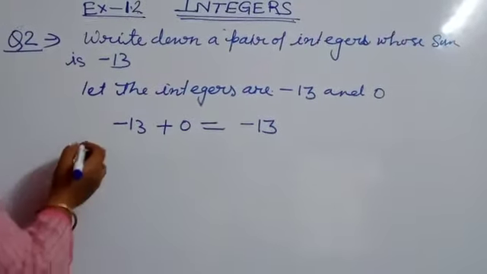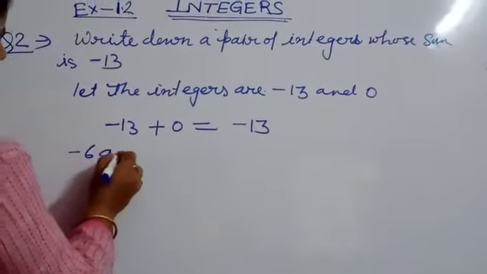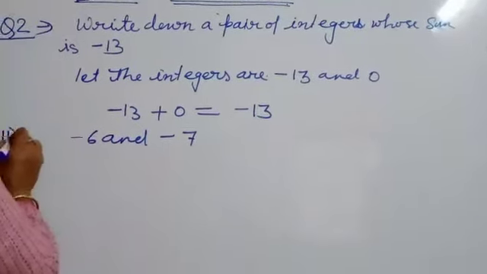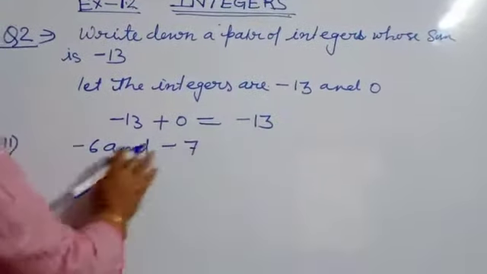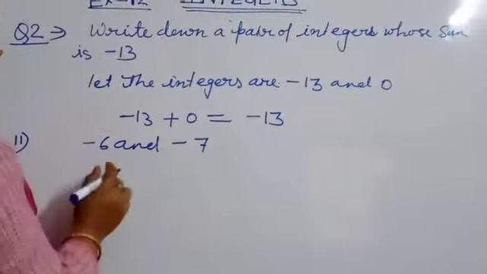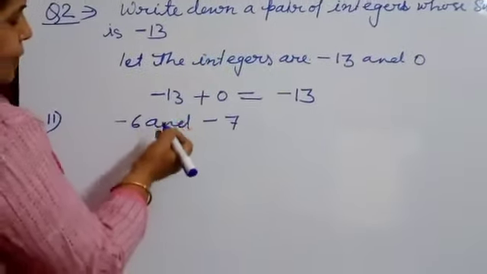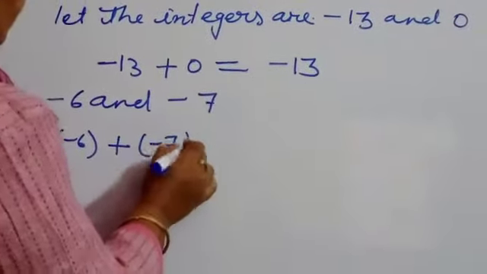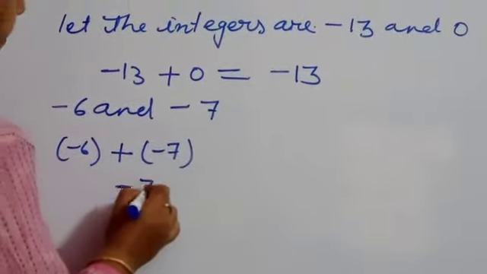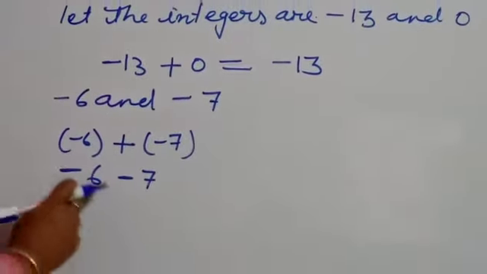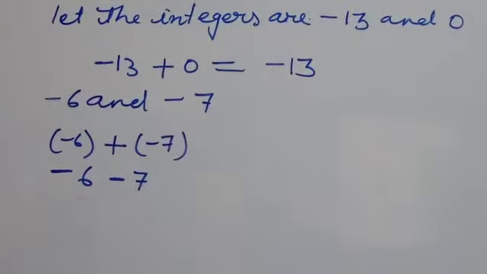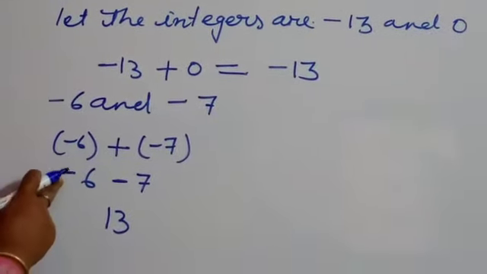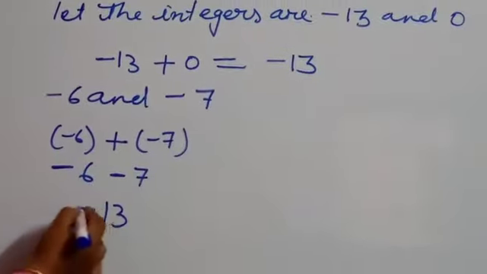Like that, I am just looking at minus 6 and minus 7. Suppose these are two integers. This is the second part, second answer. If I am taking minus 6 and minus 7, what will happen? I have to take the sum of these: minus 6 plus minus 7. Two same sign numbers are always added. Add them: 7 plus 6, 13. And with their sign, whatever same sign they have, minus 13.